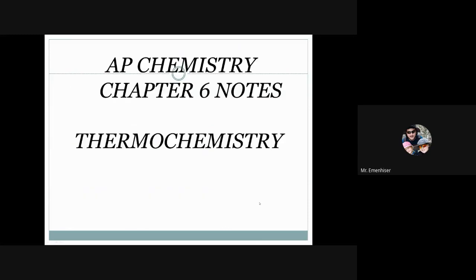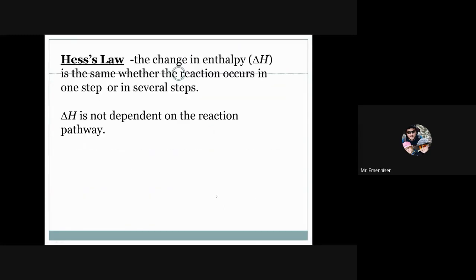Okay. So chapter 6, thermochemistry. All right, Hess's law. So we're going to start here. I felt like this is a good part to start from for today. Hess's law says that the change in enthalpy is the same whether the reaction occurs in one step or in several steps. That means that the enthalpy is not dependent on the reaction pathway.